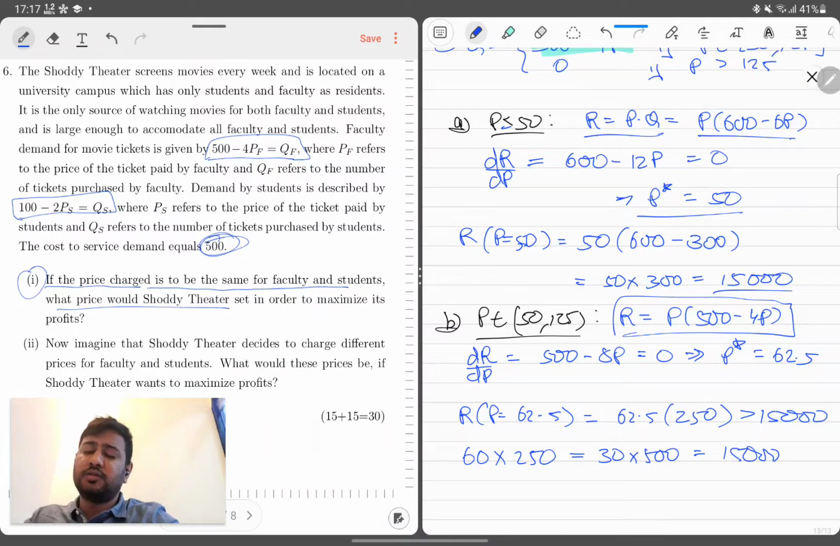If you don't have a calculator in the exam, you can basically work it out like this. Anyway, you have sufficient time.